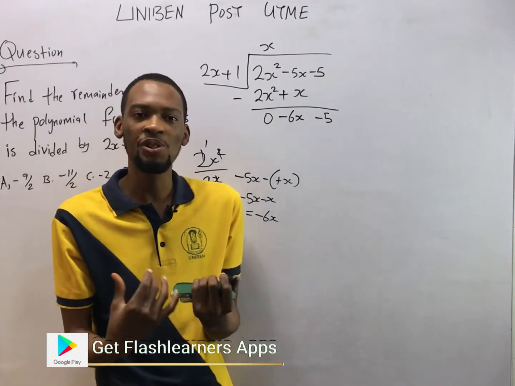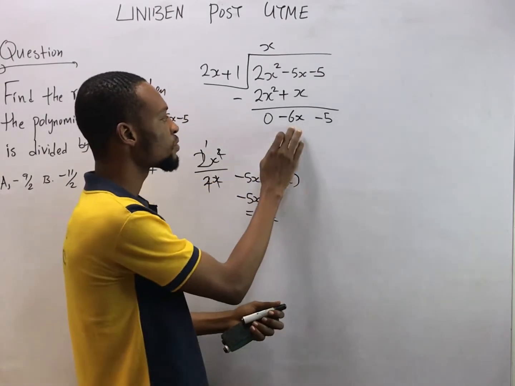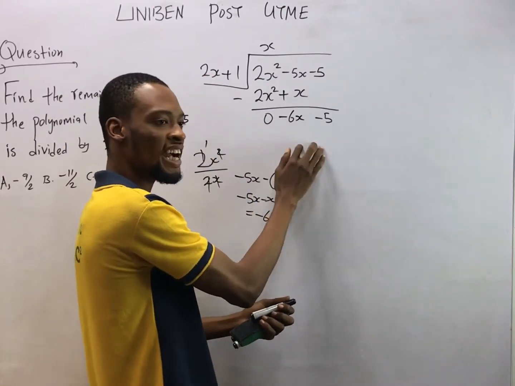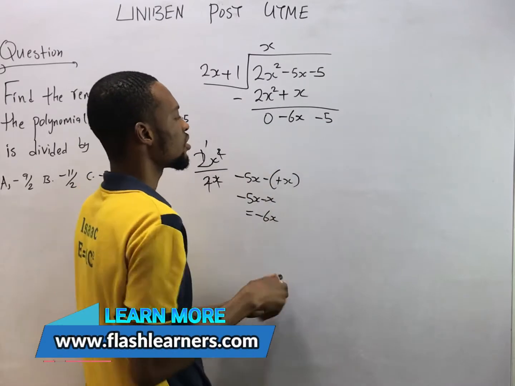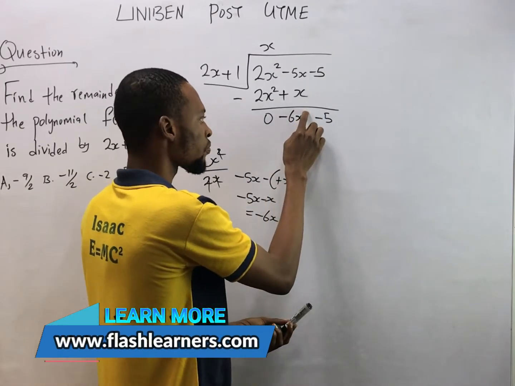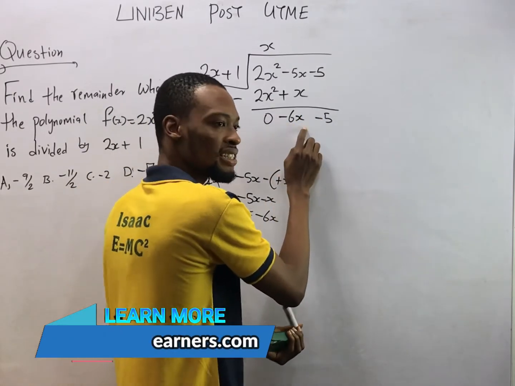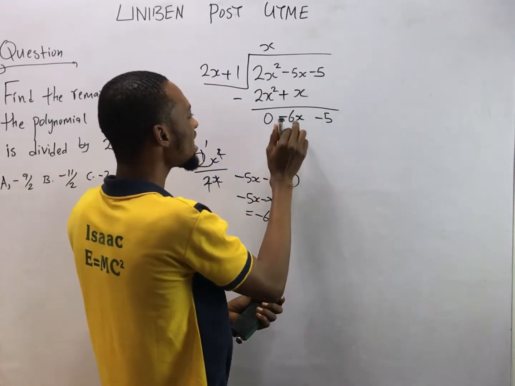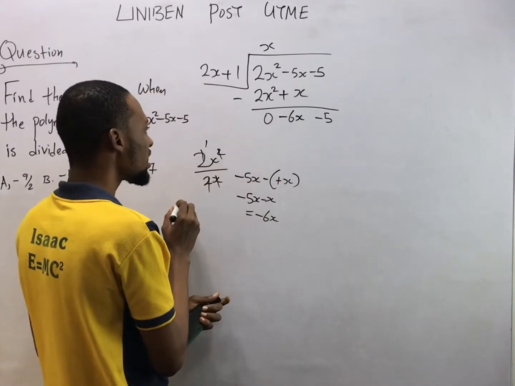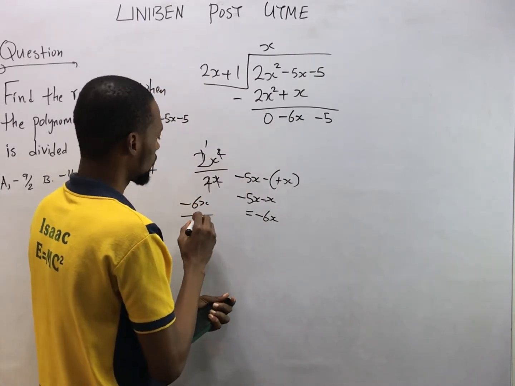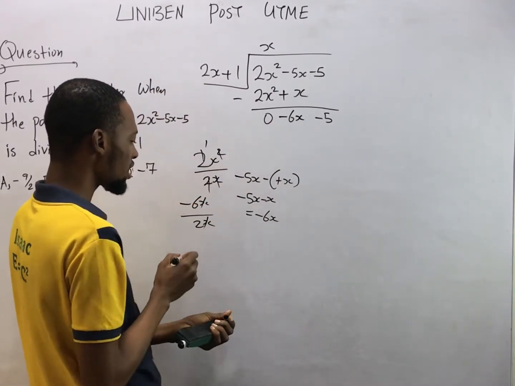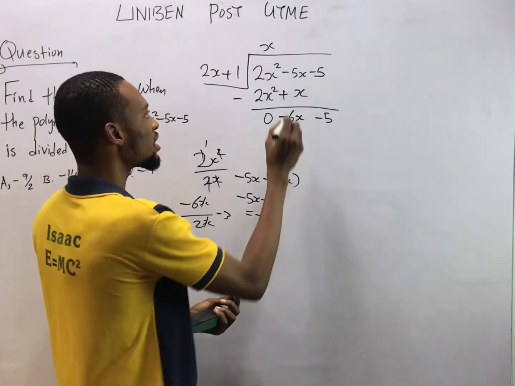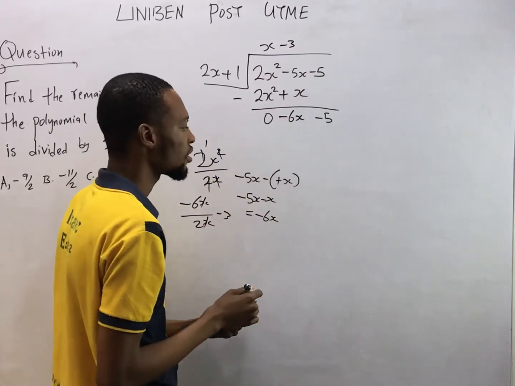The next step is to continue the same pattern. This is minus 6s, this is 2s. Which variable has the highest power here? This is 0, this is s raised to the power of 1. So we use this minus 6s to divide this guy again. Minus 6s divided by 2s is something like this. So s cancels s, minus 6 divided by 2 will give you minus 3. So this implies that we have minus 3 here.